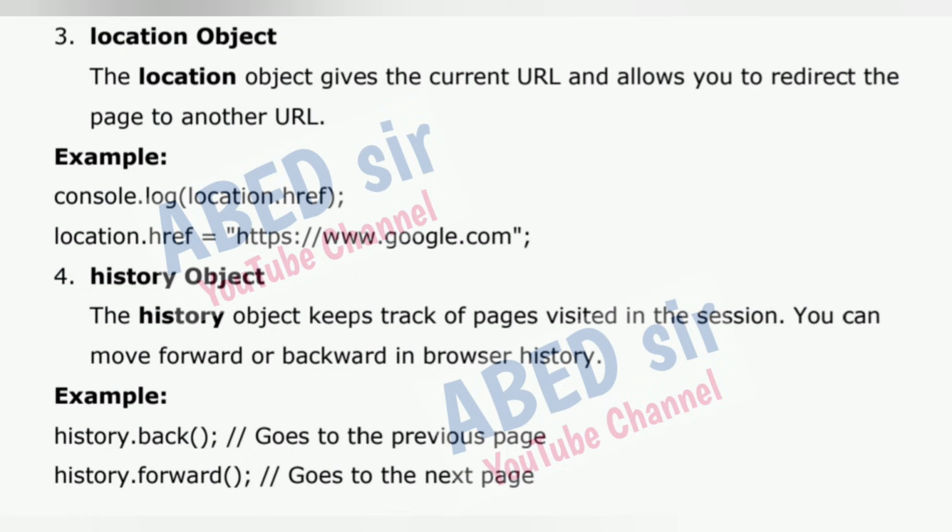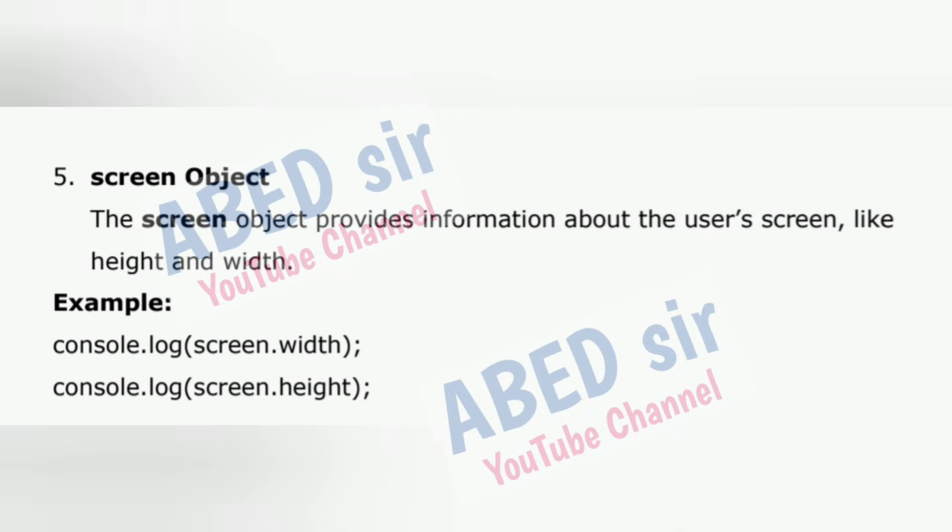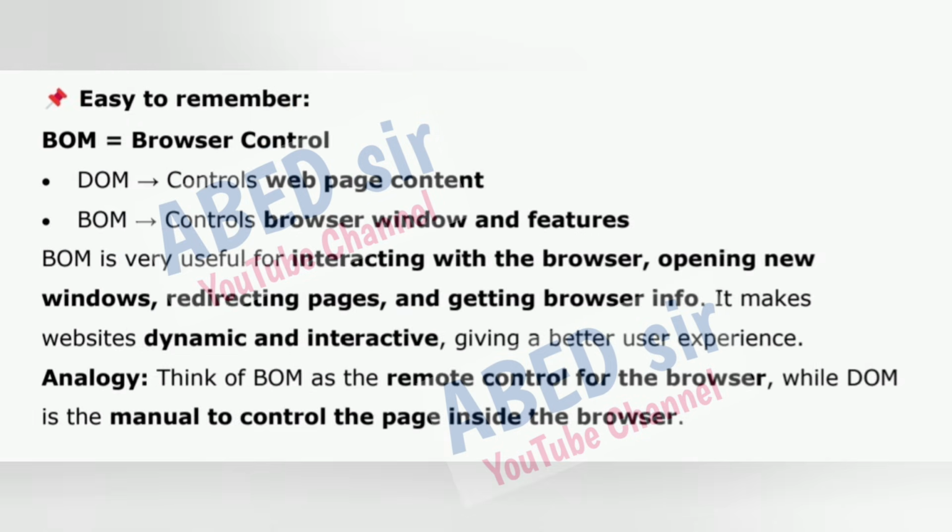You can move forward or backward in browser history. Example: history.back() goes to the previous page. history.forward() goes to the next page. 5. Screen object. The screen object provides information about the user's screen, like height and width. Example: console.log(screen.width). console.log(screen.height).